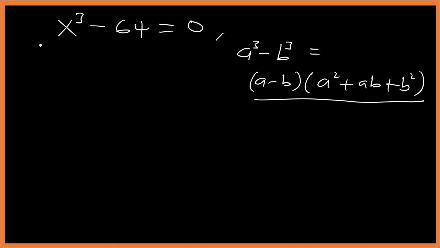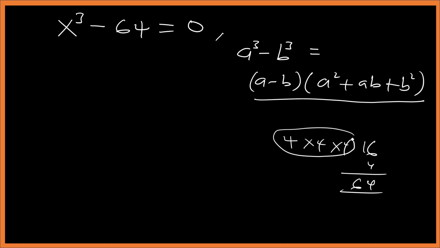We need to change this one. We know 64: when you multiply 4 times 4, 16. 16 times 4 is 64. It means that 4 times 4 times 4 is 64. So I can say x cube minus 4 to the power 3 equals 0. So let's perform the same action here. So a is x, b is 4.